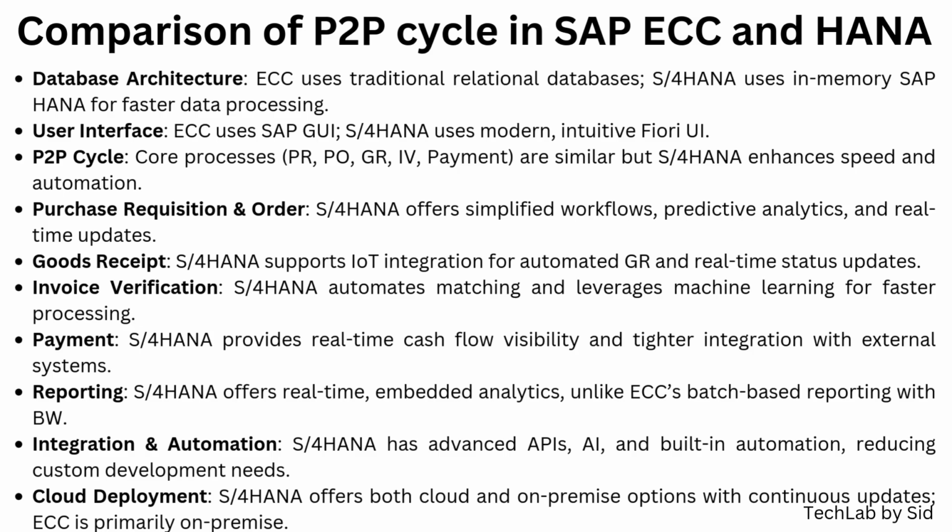Reporting in ECC is batch-based, whereas S/4HANA offers real-time, embedded analytics for faster insights. Integration in SAP ECC often requires custom development, while S/4HANA provides advanced APIs and built-in automation, simplifying integration. Additionally, S/4HANA's cloud deployment options provide businesses with flexibility, continuous updates, and lower infrastructure costs.